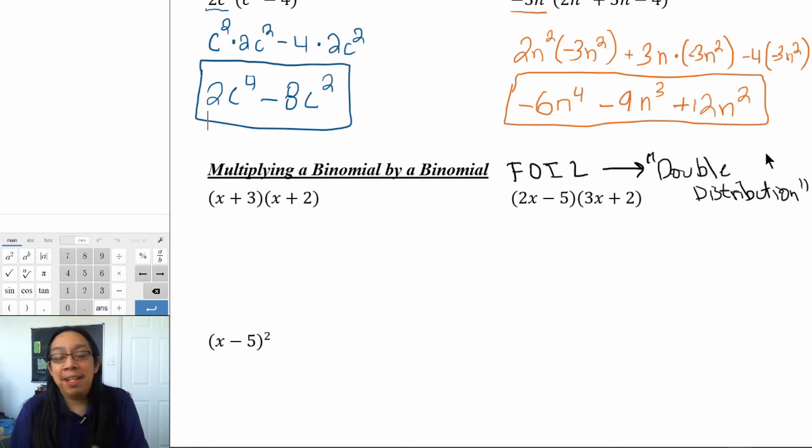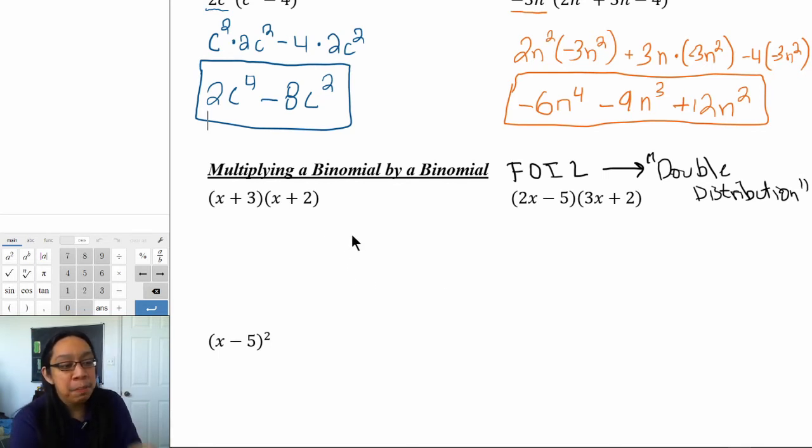So for the sake of these examples I'm going to show you here on the screen, I'm going to be using double distribution, but I'm also going to be referring to FOIL along the way as we're multiplying. So you see it from both perspectives. And you're going to see at the end that really it is the same thing. So let's go ahead and start with that first example.